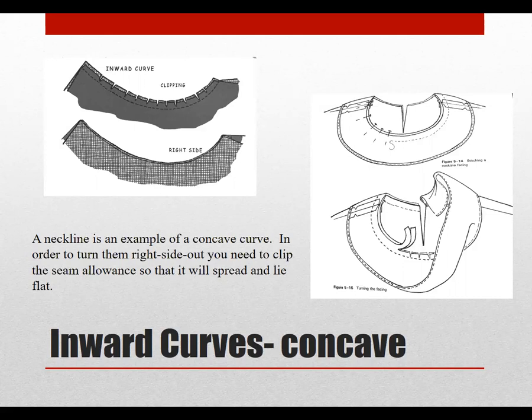It curves in. After you sew a concave part of a curve, you need to clip the seam allowance. You clip the seam allowance so that when you turn it to the inside, it can spread further apart. So you will need to clip the concave portion of the seam on your mask.